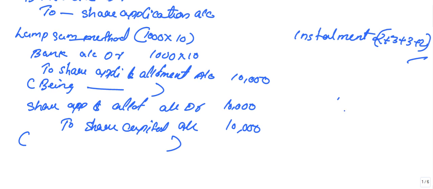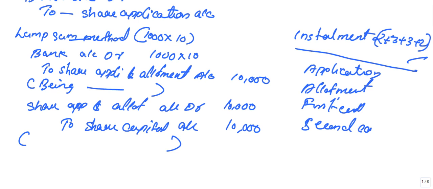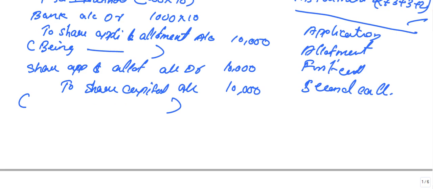In the case of the installment method, there are several installments. First is the application, next is the allotment, next is the first call, and next is the second call. Like this I am collecting; that's the name we are giving. How to write those journal entries? We'll check that.